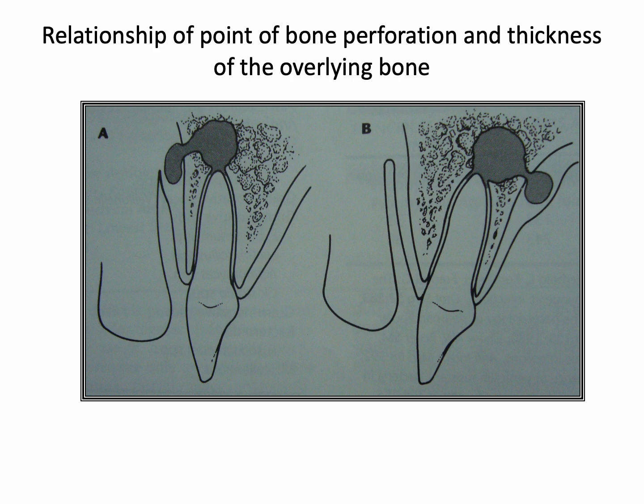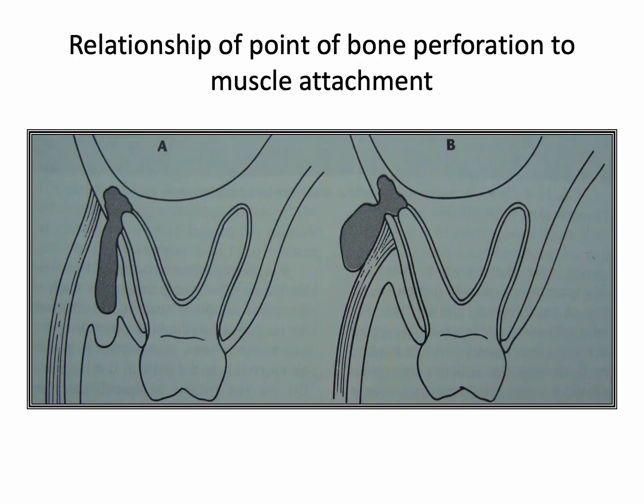The spread of infection will follow the path of least resistance. So here you can see the infection will go towards the area of thinner bone. Here you can see it will go to the labial area instead of the palatal area, because the palatal area is thicker.